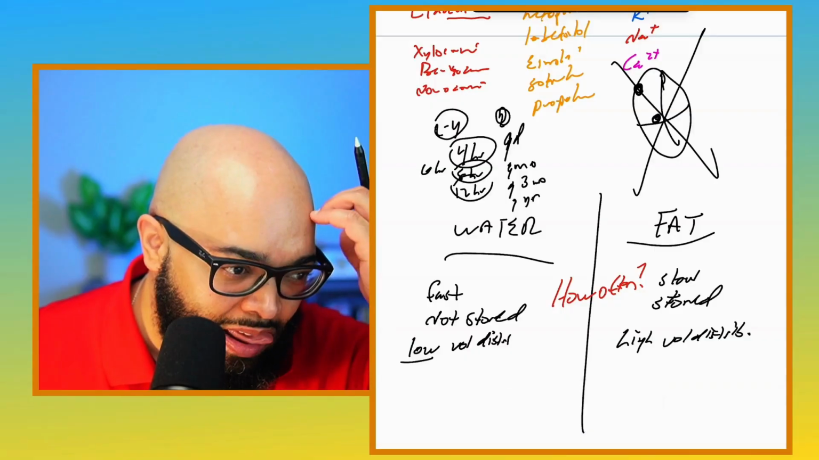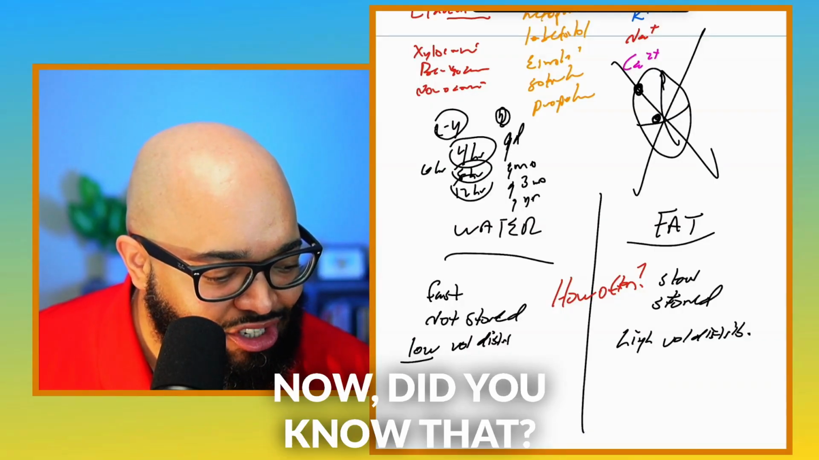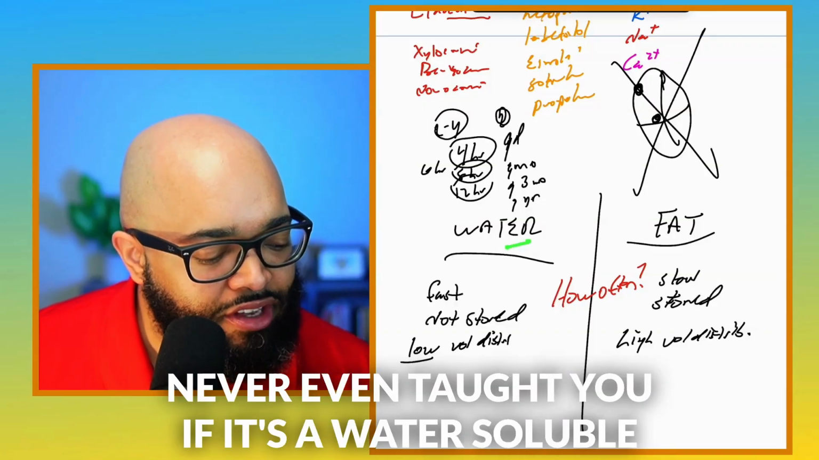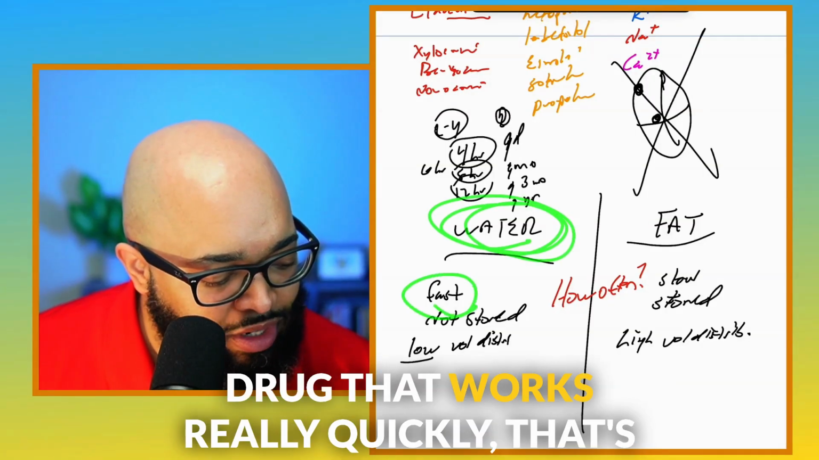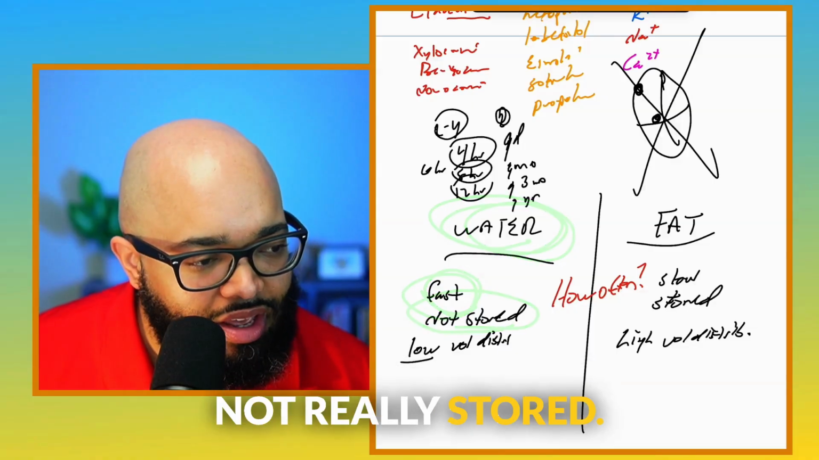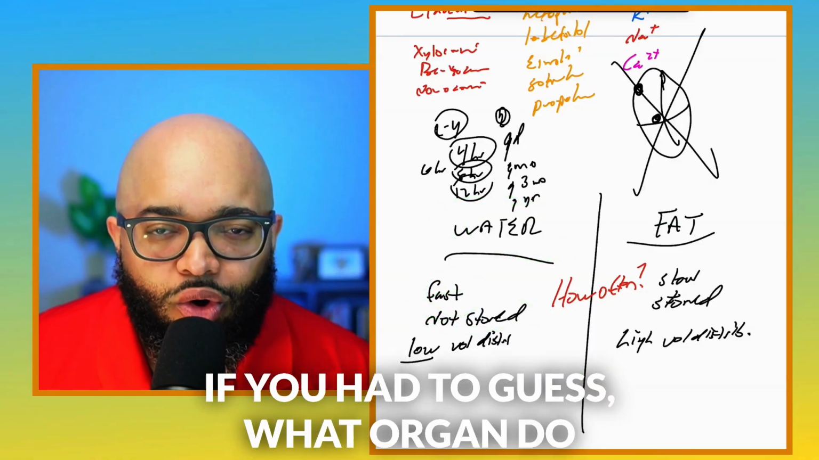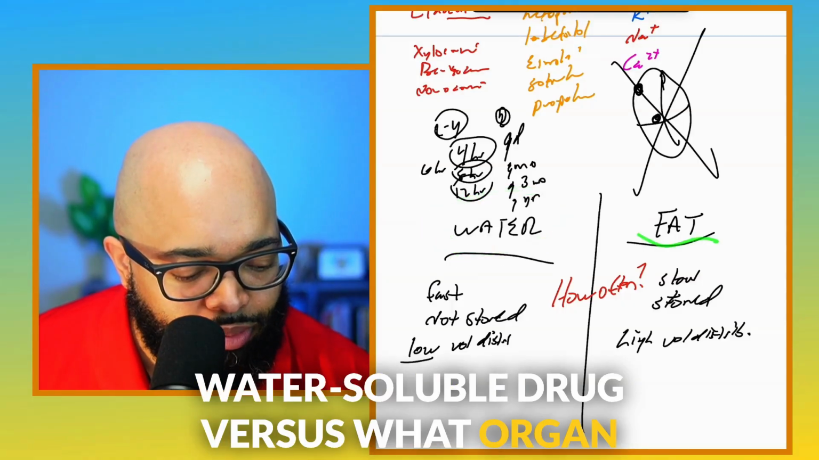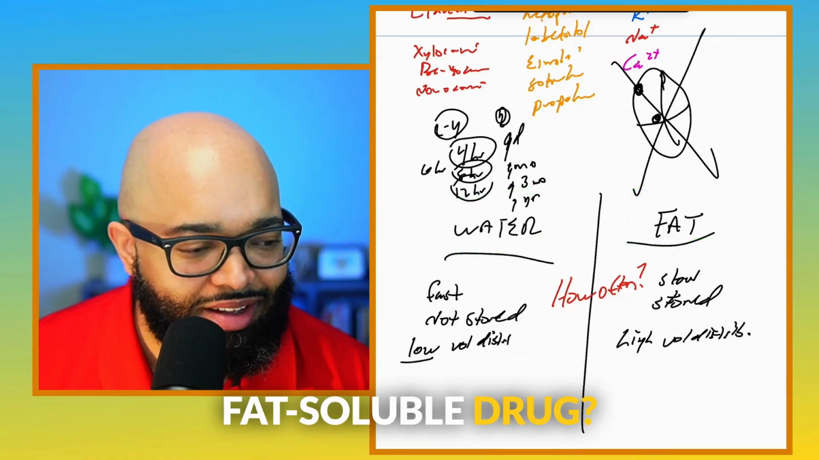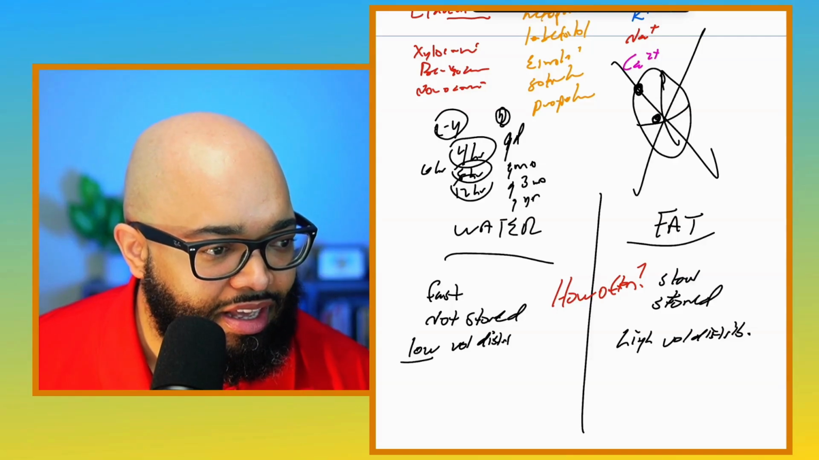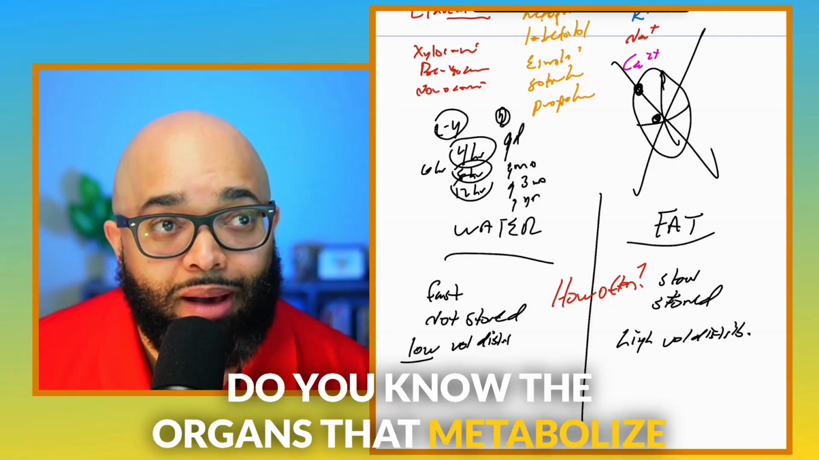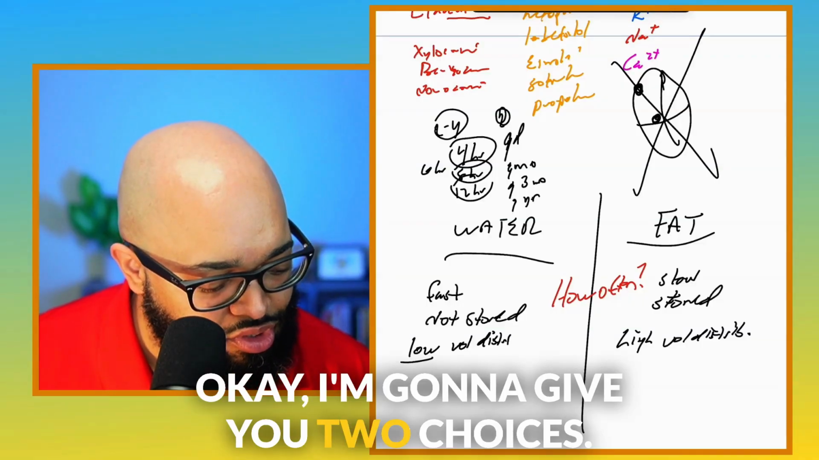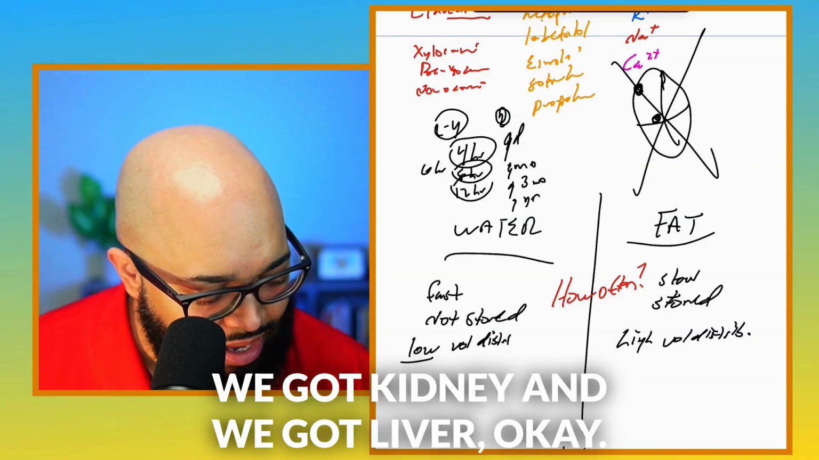Does that make sense? Now, did you know that just based on what I've told you so far, you're going to be able to figure out stuff I've never even taught you? If it's a water soluble drug that works really quickly, that's not really stored, if you had to guess, what organ do you think would metabolize a water soluble drug versus what organ would primarily metabolize a fat soluble drug? Do you know the organs that metabolize a lot of drugs? I'm going to give you two choices. We've got kidney and we've got liver.